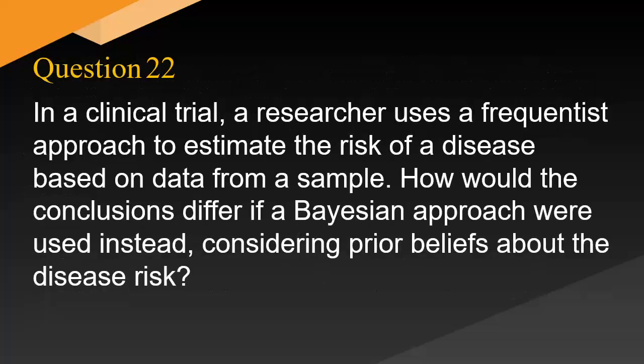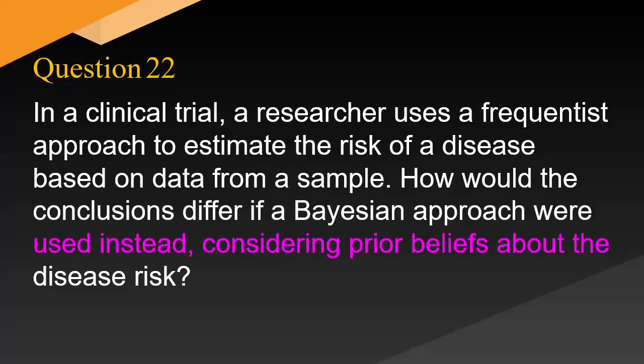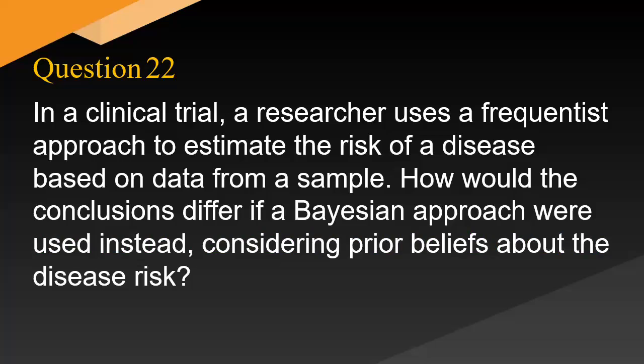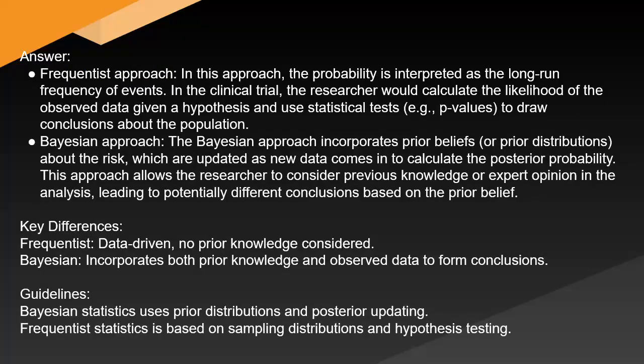In the ECA clinical trial, a researcher uses a frequentist approach to estimate the risk of a disease based on data from a sample. How would the conclusions differ if a Bayesian approach were used instead, considering prior beliefs about the disease risk? Answer: frequentist approach.